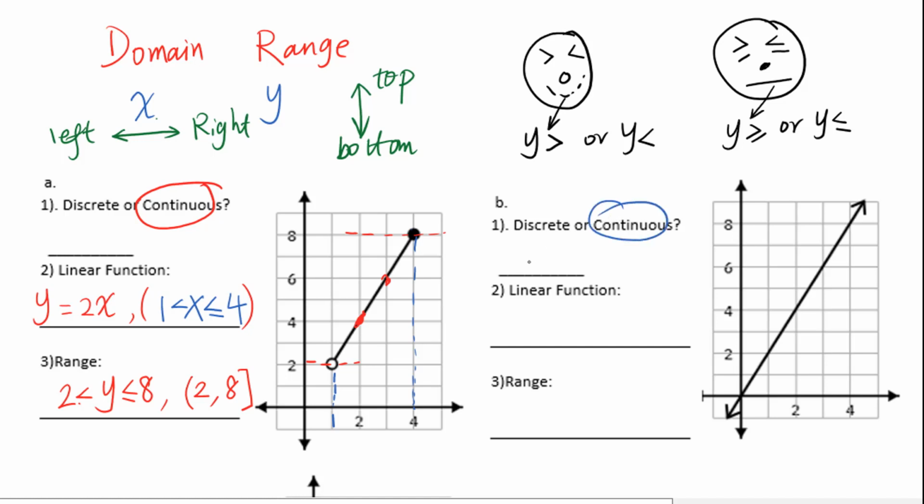Let's go to B. Still continuous data. Linear function will be y equals 2x. You don't have to write down the domain because the domain is all real numbers. For range, we don't have a very bottom point and we don't have a very top point. So this is positive infinity, this is negative infinity. Range will be from negative infinity to positive infinity. Or you can write down y is all real numbers.